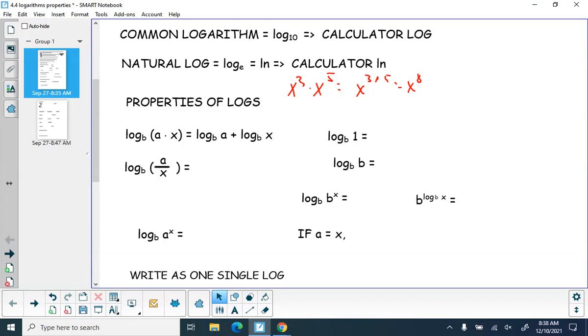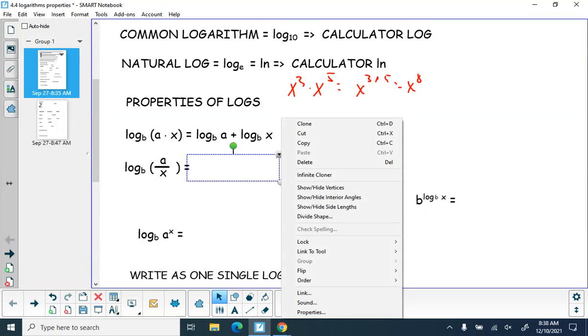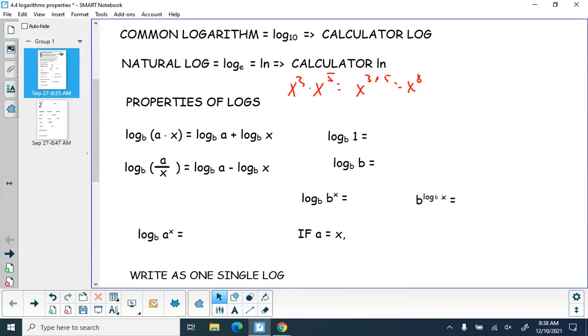When I have division of two things, well, when I'm dividing like bases, I have to subtract the exponents. So I have log base b of a minus log base b of x.